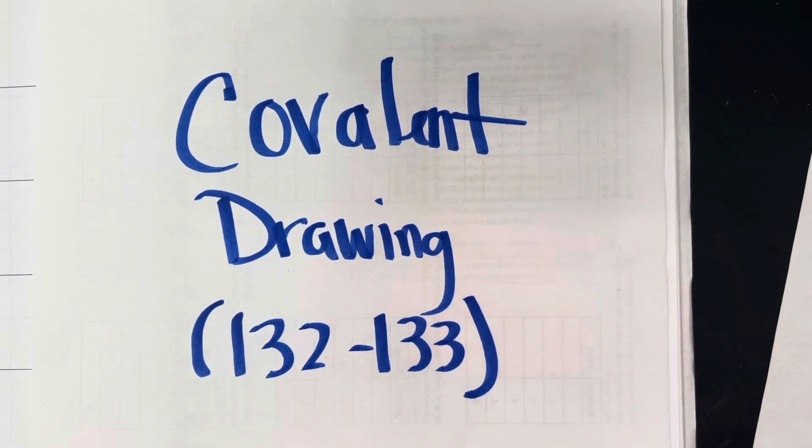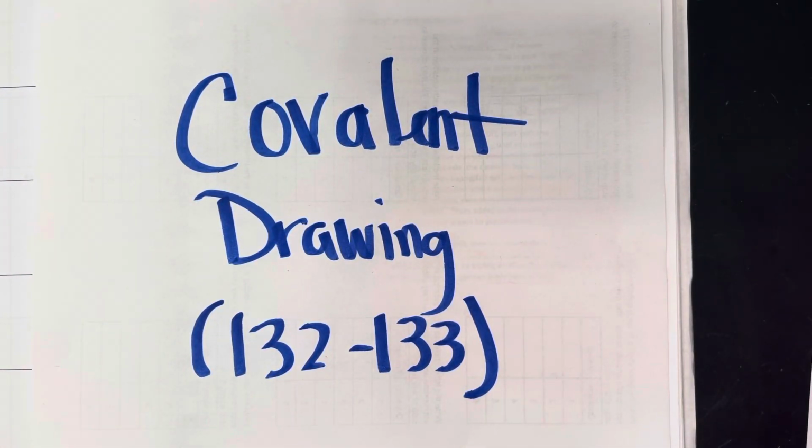Let's learn how to draw covalent compounds. This is pages 132 and 133 in your notebook. Our goal is to be able to take a covalent compound formula and show where the electrons are shared between those atoms. We have to see where electrons are shared in bonds and where electrons are owned by individual atoms.